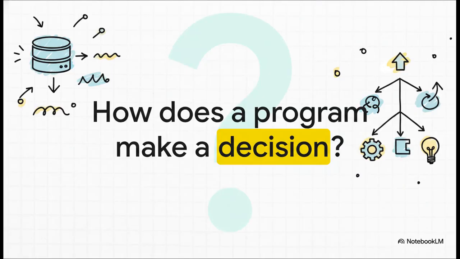I mean, think about it. The best software out there doesn't just sit there holding data, it actively reacts to it. So how does a program look at the information it has and decide what to do next? That's the core question, and that's exactly what we're going to break down today.